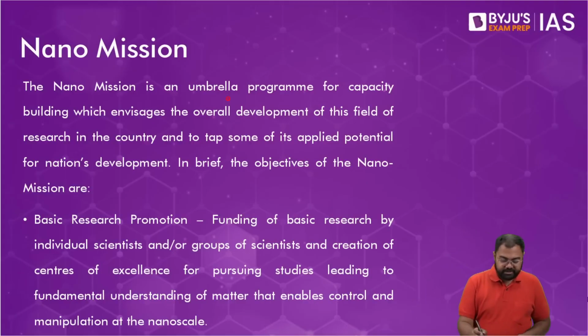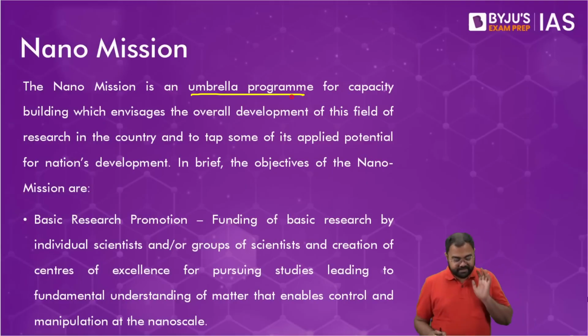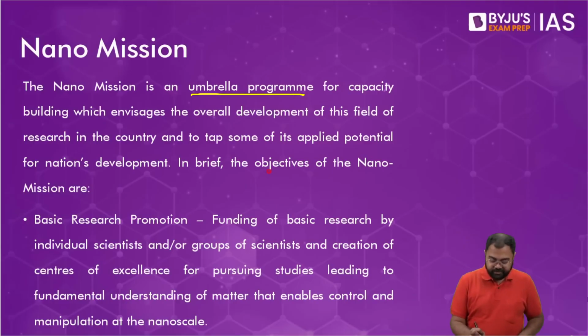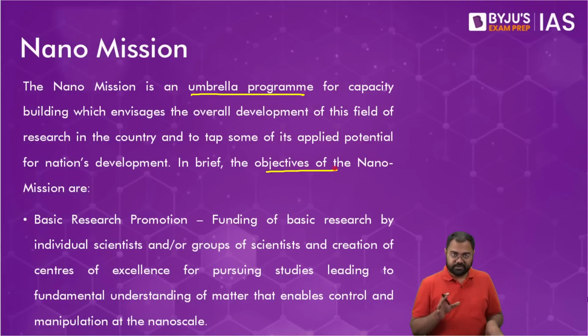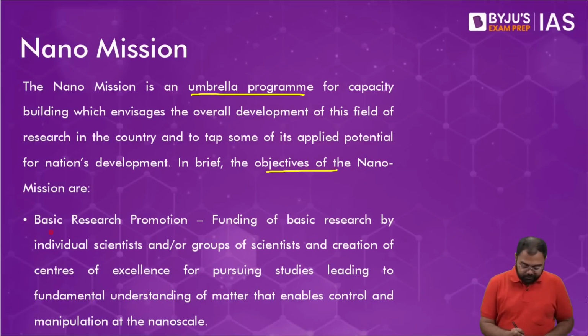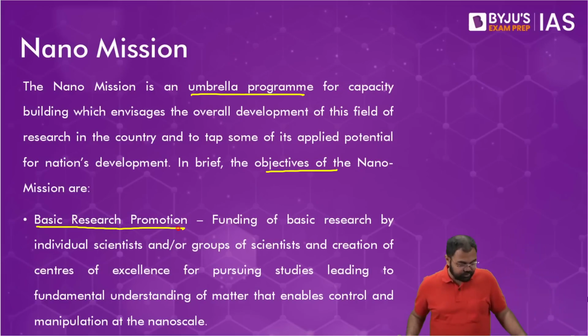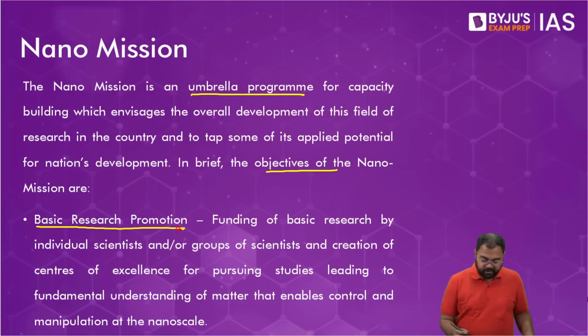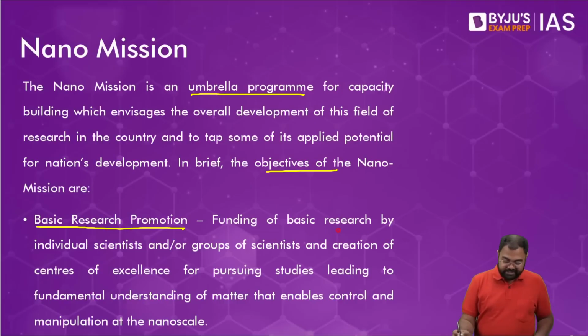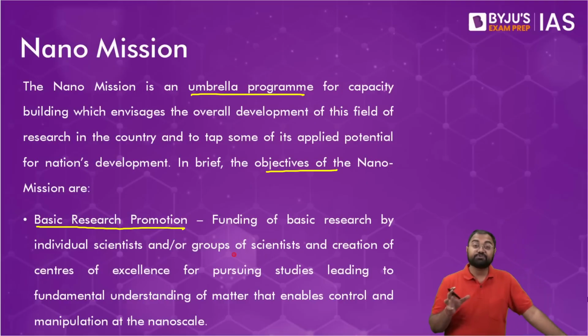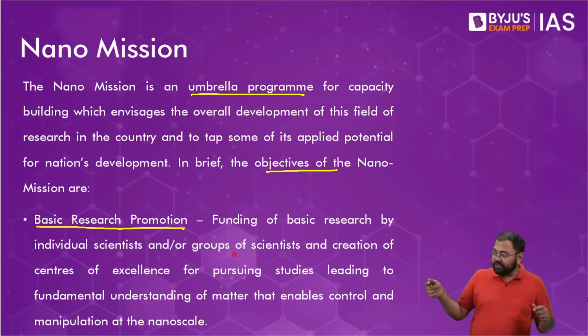So nano mission was an umbrella program where we see that there were five basic components. All right, there were five basic components that were taken as a part of this nano mission. The first one was basic research promotion. Now this is where we saw funding of the basic research by individual scientists or groups of scientists, and also creation of centers of excellence where all these scientists could come together and work together.